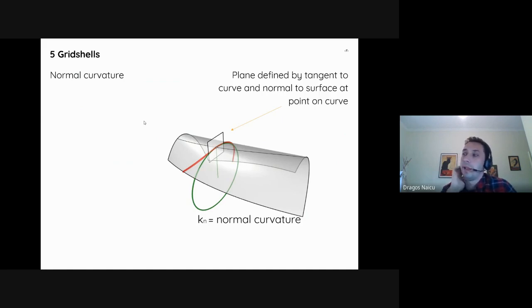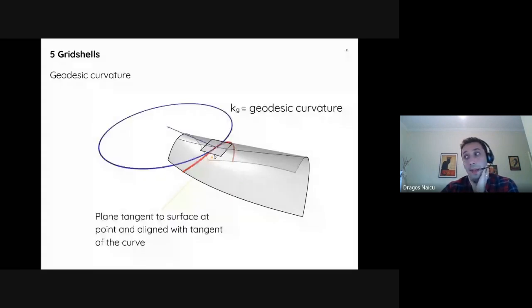Firstly, normal curvature is curvature that on that point on the surface is defined in the plane tangent to the curve and normal to the surface. And the curvature, obviously being the inverse of the radius, can give us this circle of curvature. Then we have geodesic curvature, which is in the plane tangent to the surface at that point, and it is aligned with the tangent of the curve. So how much this red curve is bent sideways, if you can imagine. So we have the normal curvature and the geodesic curvature.